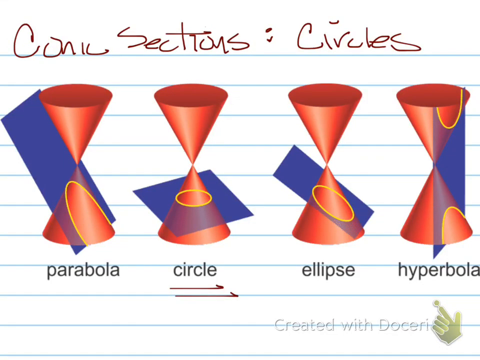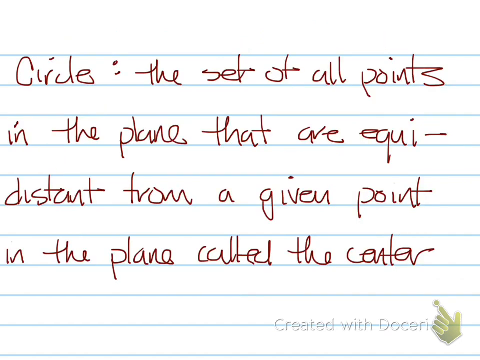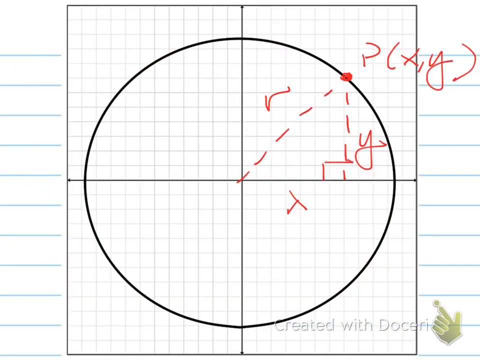In this lesson, we're going to be looking at conic sections, circles. A circle is the set of all points in the plane that are equidistant from a given point in the plane called the center. In this figure, the radius is the distance from the center to every point on the circle. And each point on the circle has a corresponding x and y coordinate.